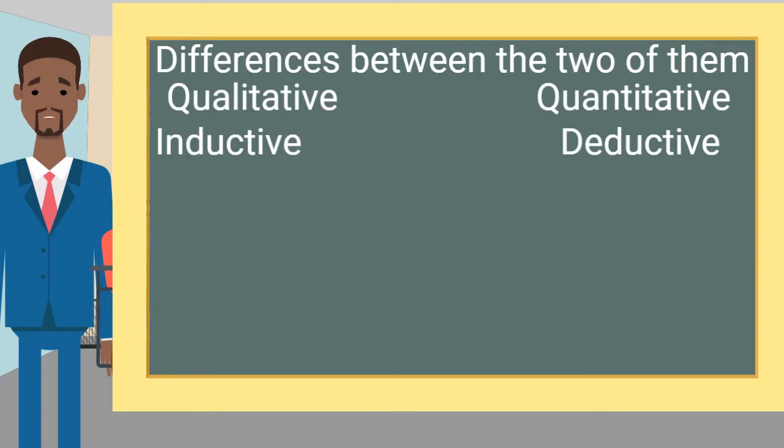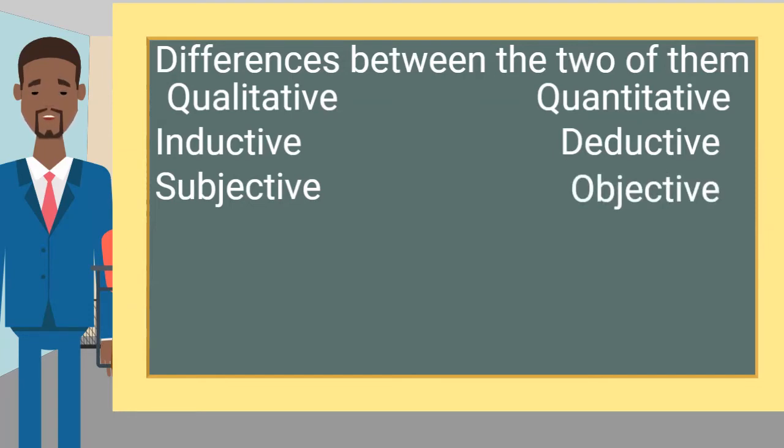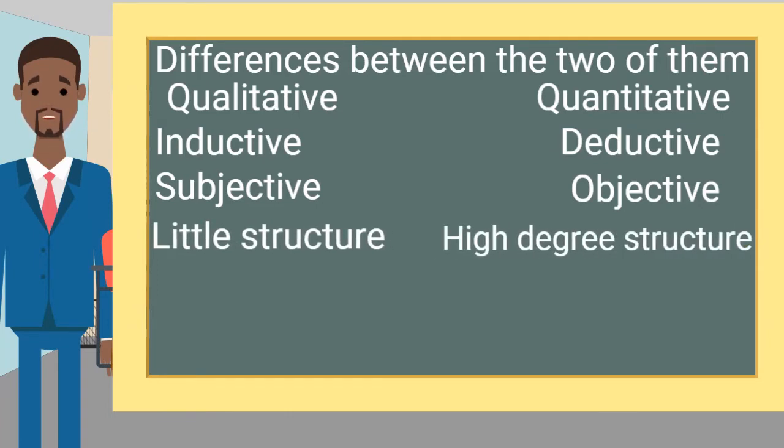Number 2, qualitative research is subjective, which means it is based on personal opinions, interpretations, points of view, emotions, and judgment, while quantitative research is objective, which means it is fact-based, measured, and observed. Thirdly, qualitative research has very little structure, while quantitative research has a high degree of structure.